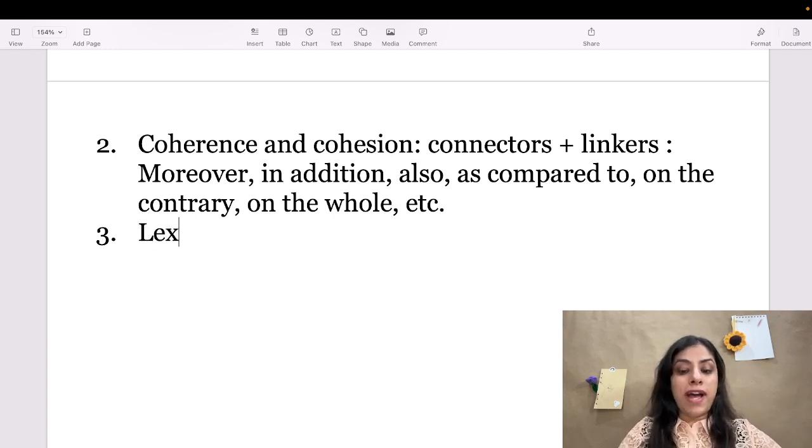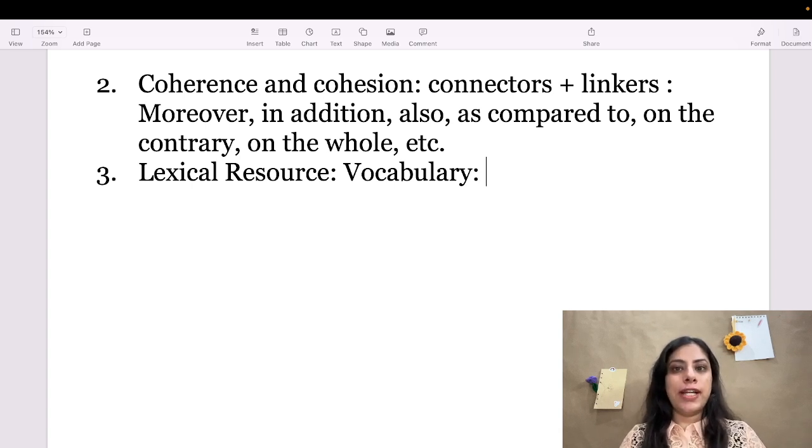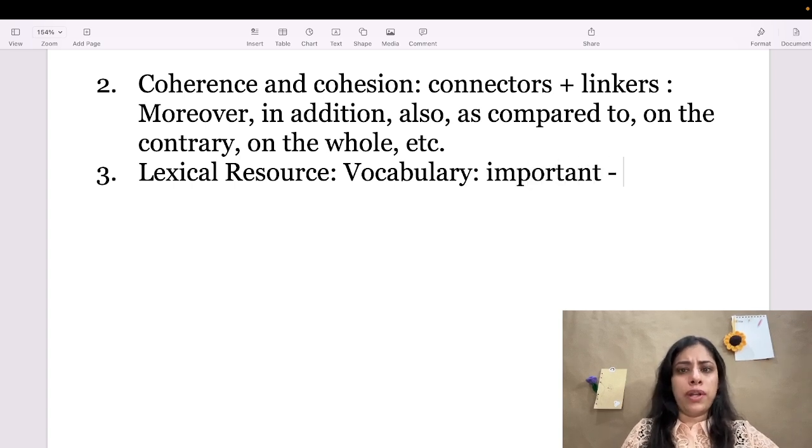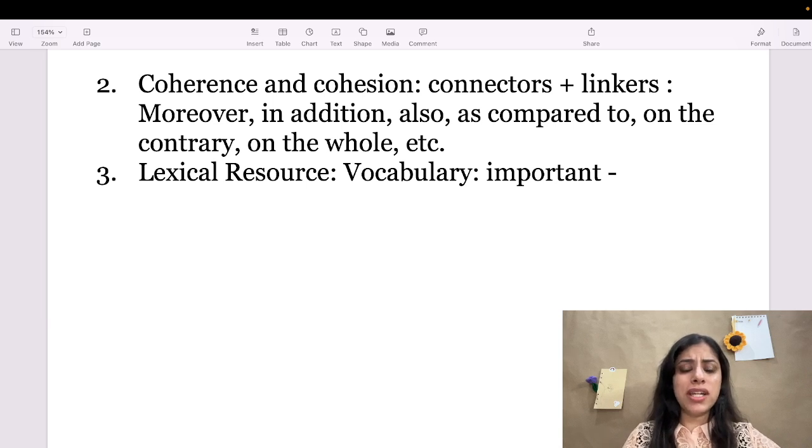Now, the third factor is lexical resource. Again, very important. So, lexical resource is basically a synonym for vocabulary. So, you have to make sure that you portray a range of vocabulary in your answer. Do not repeat the same word again and again. Use synonyms. For example, if you're writing the word important, and this is a word which would be present in most of your answers, don't repeat it again and again.